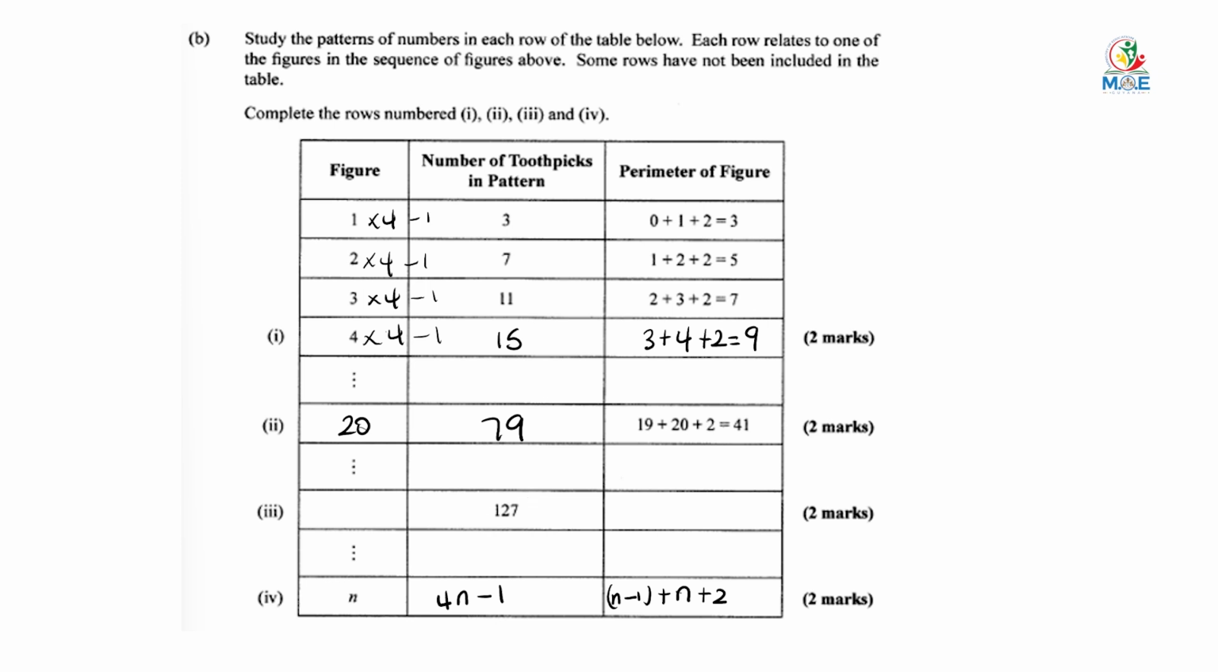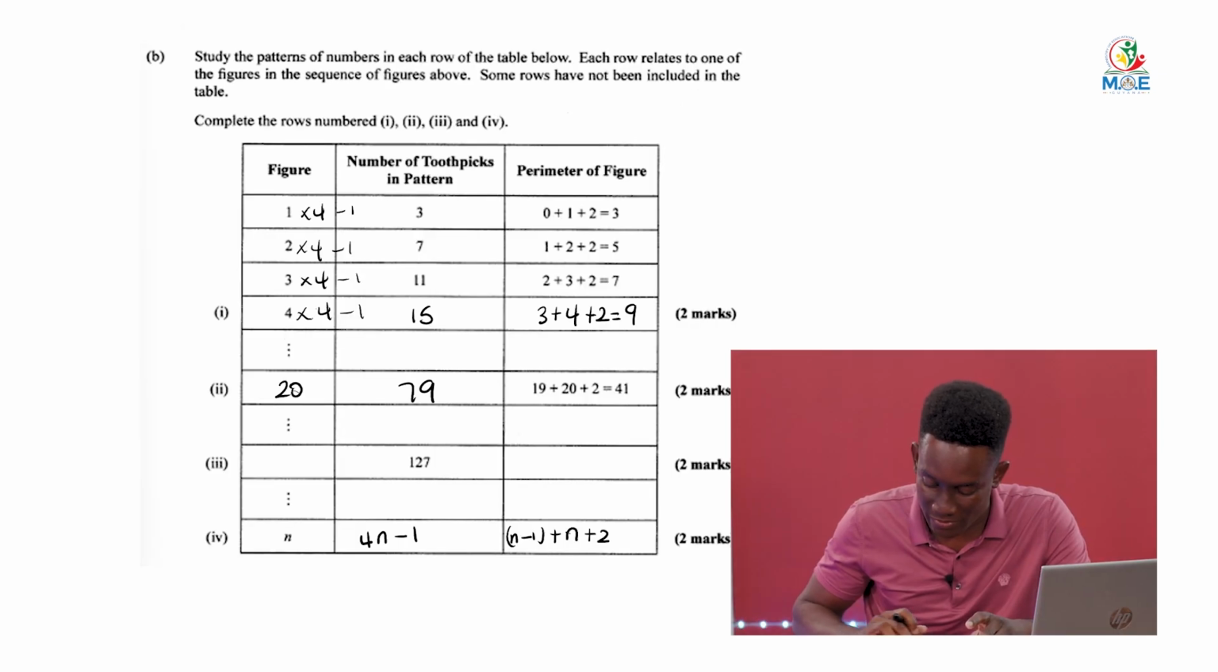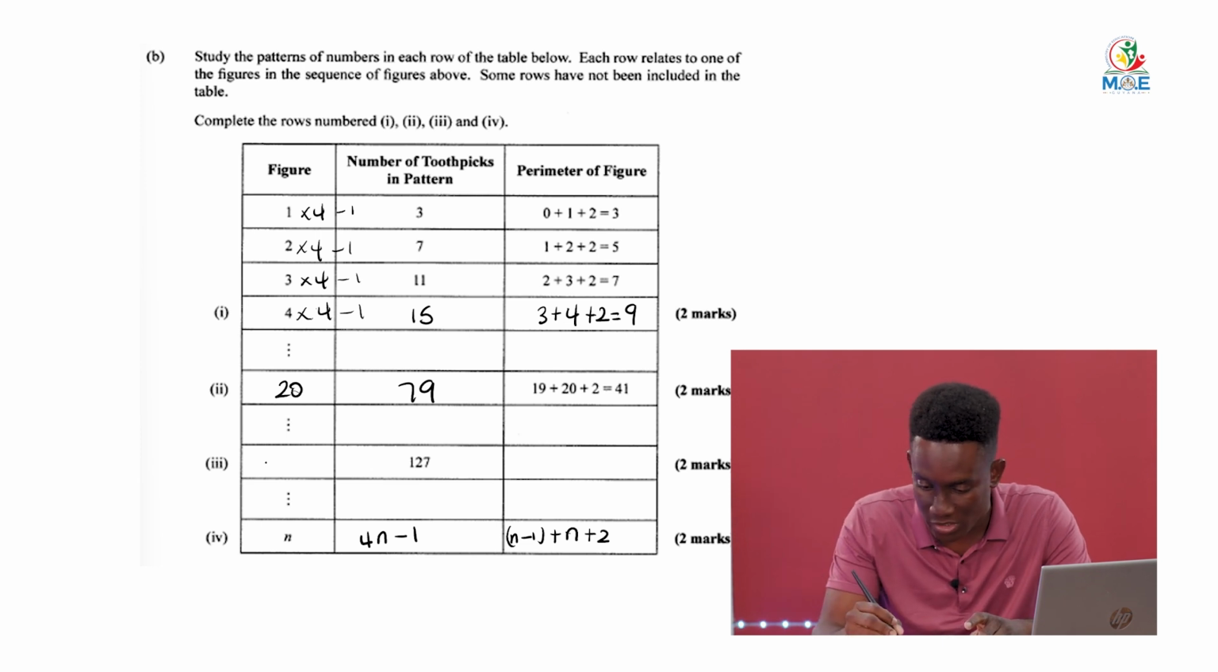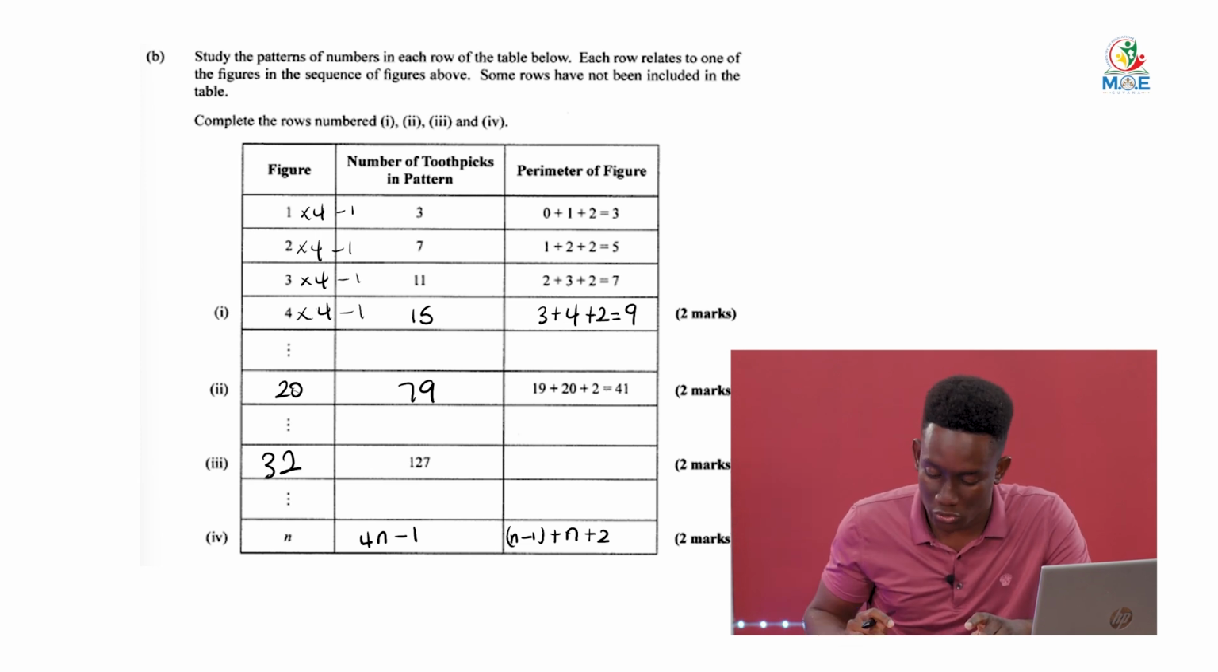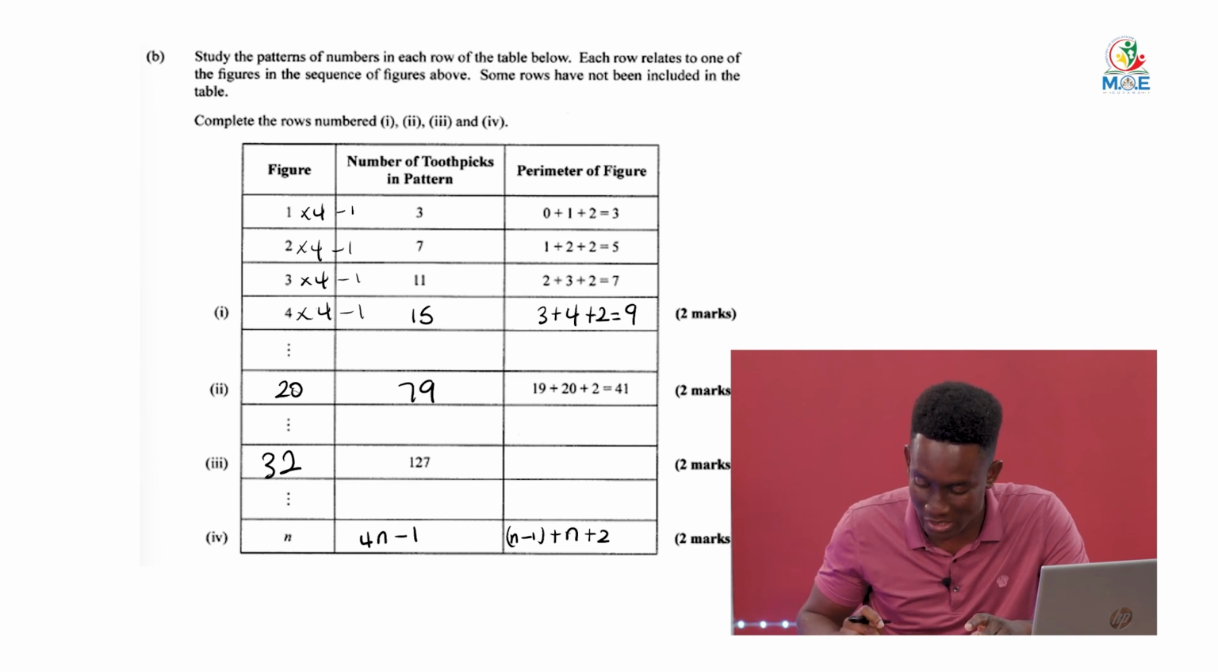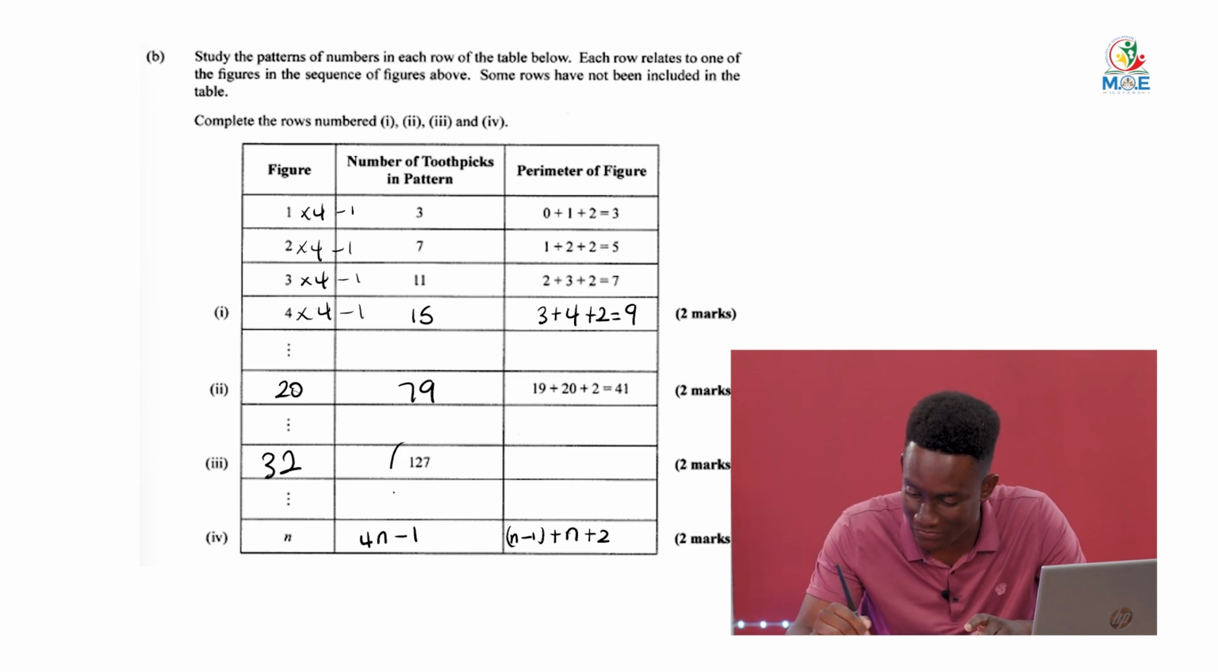So this will be 128. So 128 divided by 4 would give us 32. So let's try and see if 32 will work. So 32 times 4 would give me 128 minus 1 would give me 127 indeed. So the number is 32.